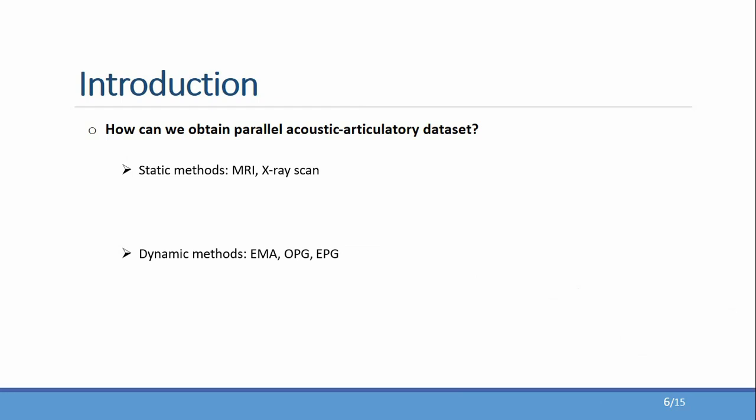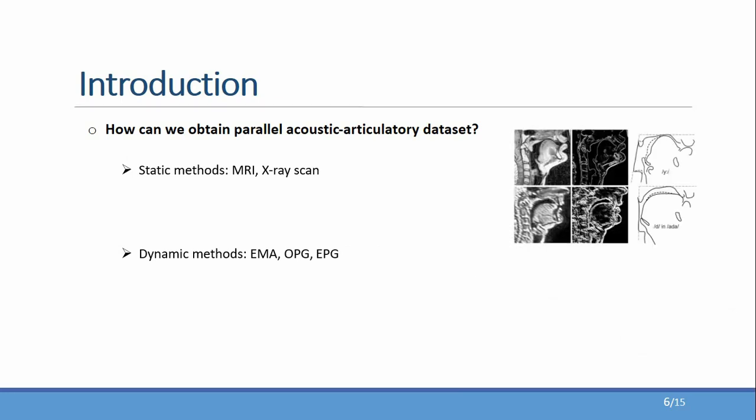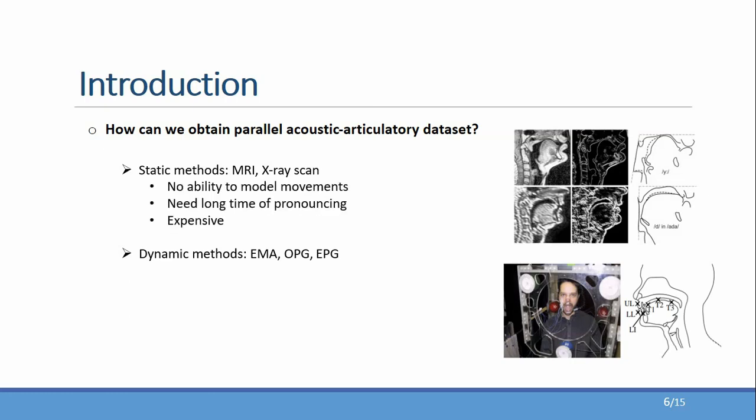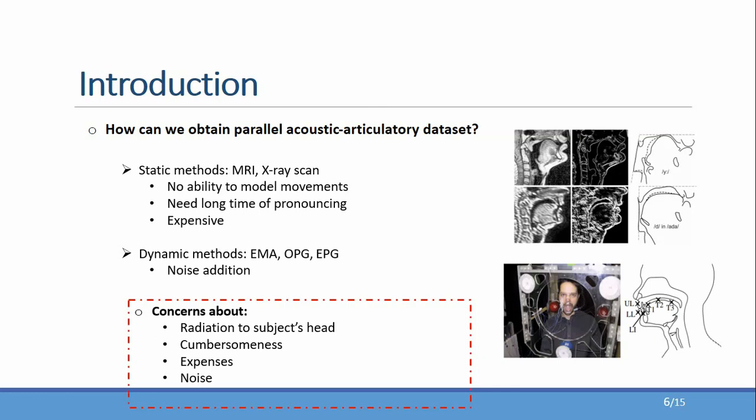The first one is static methods like MRI or X-ray scan. In this method, a person or a speaker produces acoustic signal while imaging is in progress. The second method is dynamic methods like EMA, OPG, and EPG. Both of these methods have some advantages and disadvantages like ability to model movement, need for long time of pronouncing, expenses, and noise. And there are also concerns about radiation to the subject, cumbersomeness, expenses, and again noise. So, obtaining a parallel acoustic articulatory dataset is really challenging and it is not an easy task.